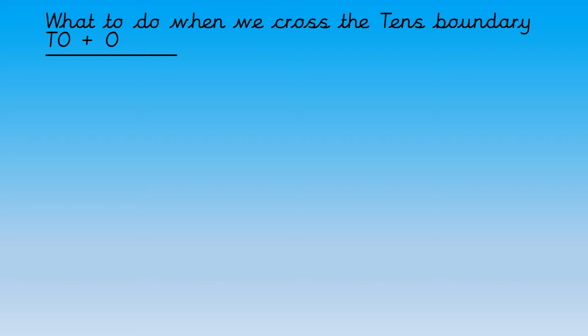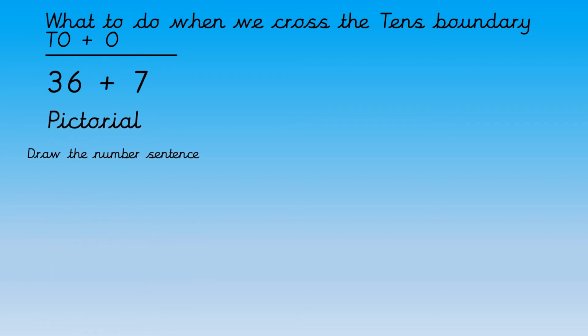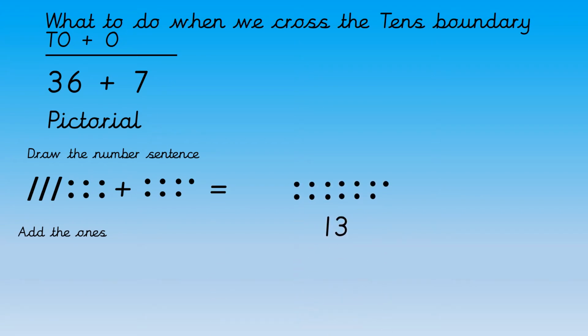So I'm still adding a two-digit number with the ones, but this time, let's have a look what happens. So I've got 36 add 7. Again, we are using our pictorial method. So we're going to draw our number sentence, which is 36, 3 tens, 6 ones, add our 7 ones. First step, add the ones. So I've got 6 and 7 gives me 13. I notice something about my 13: it is a two-digit number.